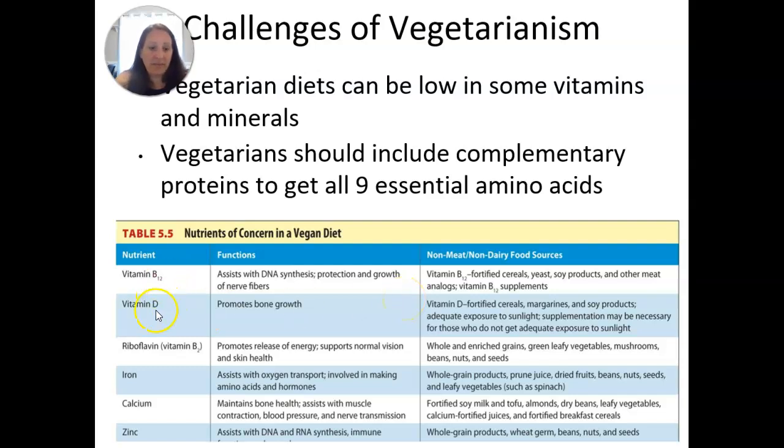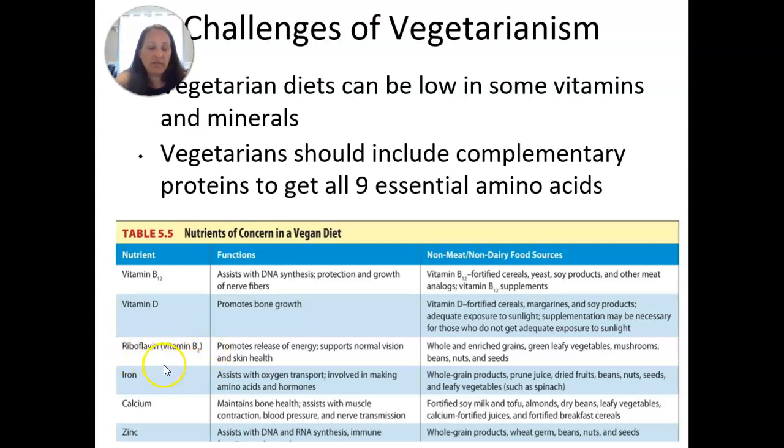Okay, but it's a really important vitamin. You can't live without it. Vitamin D, really important. This promotes bone growth. Again, not found in a totally vegan diet. So how are you going to get it? Fortified foods, margarine, soy products, adequate exposure to sunlight, at least 15 minutes a day, which is hard to get in the Northeast. And then again, supplementation may be necessary. So you may have to take a supplement.